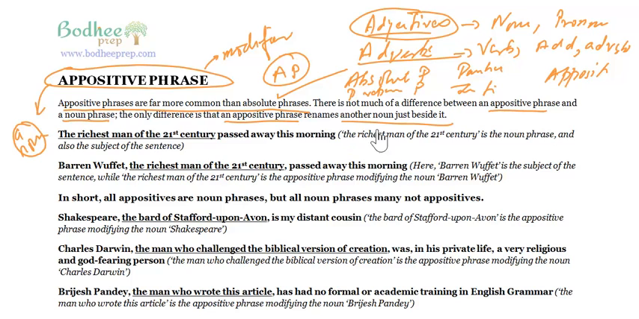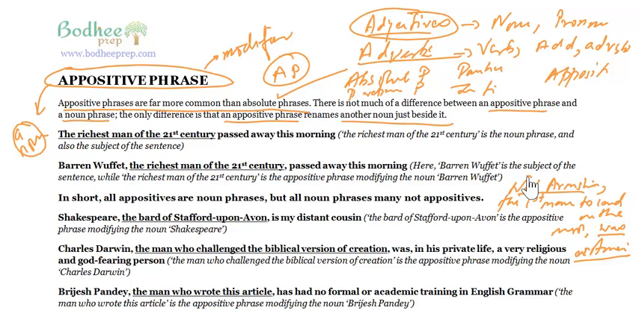For example, if I say Neil Armstrong, comma, the first man to land on the moon, comma, and then I put was an American, right? So here we have Neil Armstrong was an American, and Neil Armstrong is also known as the first man to land on the moon. So the only difference is that an appositive phrase renames another noun just beside it. So who is Neil Armstrong? The first man to land on the moon, right?